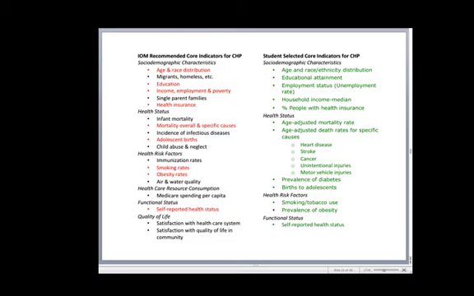On the left-hand side of this slide is the Institute of Medicine's recommended core indicators for a community health profile, which were described in a previous set of slides. As mentioned before, these indicators are divided into 6 different categories. The indicators that are highlighted here in red are ones selected by the students for their community health profile as core indicators.